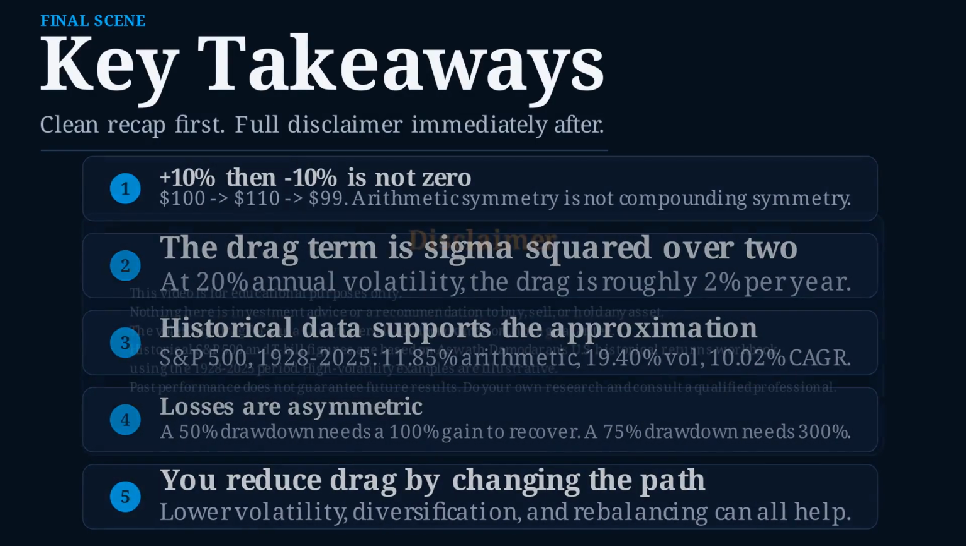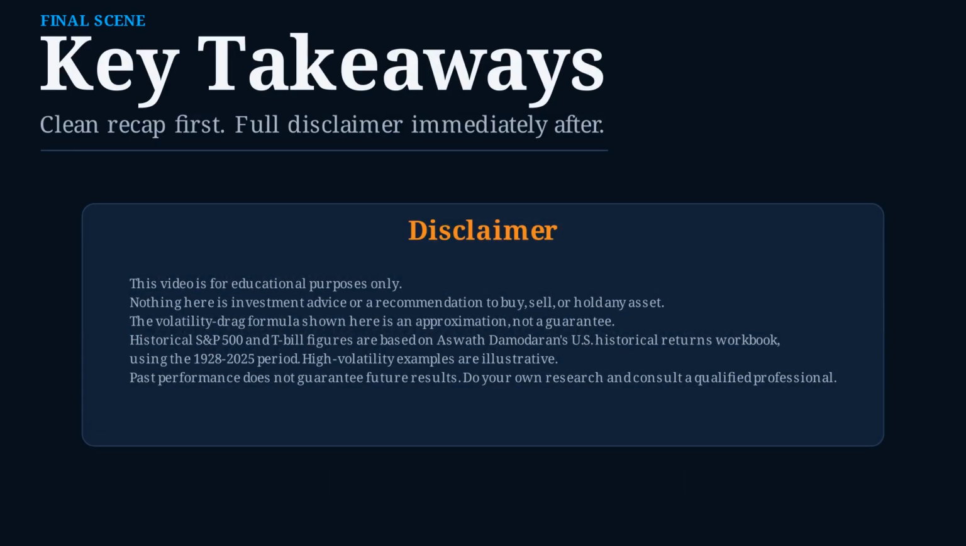Plus 10% followed by minus 10% is not 0. The drag term is sigma squared over 2. Historical market data supports the approximation. Losses are asymmetric, which is why recovery is so hard after deep drawdowns. And the way to reduce drag is to improve the path through lower volatility, diversification, and rebalancing.